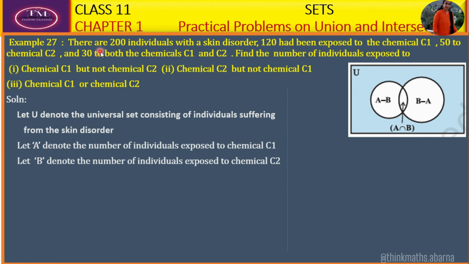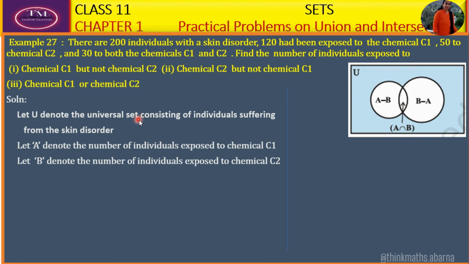Example 27. There are 200 individuals with a skin disorder. 120 had been exposed to the chemical C1, 50 to chemical C2, and 30 to both the chemicals C1 and C2. Find the number of individuals exposed to chemical C1 but not chemical C2, chemical C2 but not C1, chemical C1 or chemical C2. So here there are 200 individuals with a skin disorder. So the total number of individuals is 200, that is, the universal set is 200.